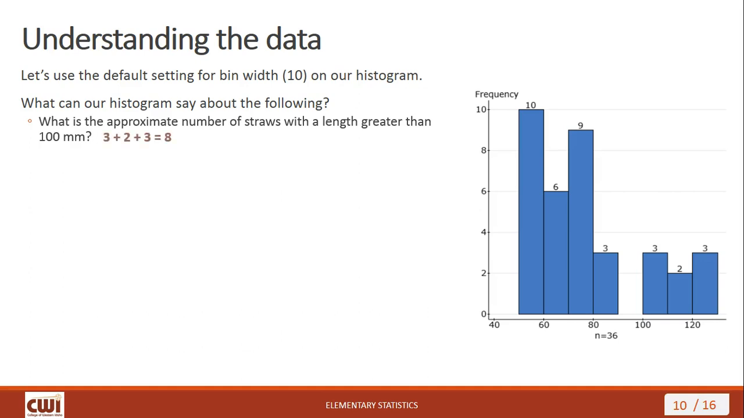Well, I hope you said 8 because that's the right answer. And the way we get to 8 is we come down here. Here's our lengths down here at the bottom of the graph. So we want greater than 100. So 100's right here. So anything greater than 100. So that's 3, 2, and 3. And that gives us 8 when we add those together. So the approximate number of straws with a length greater than 100 millimeters is 8.